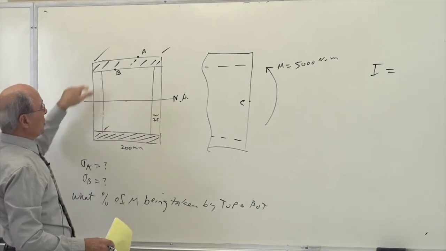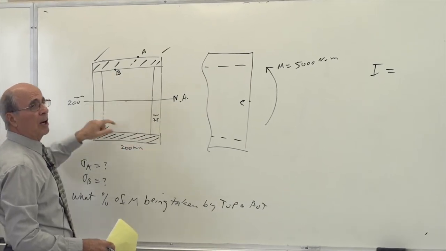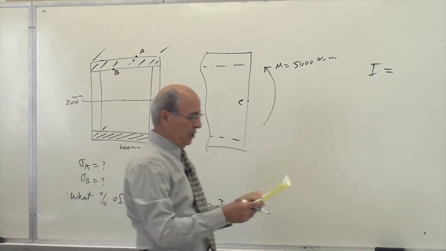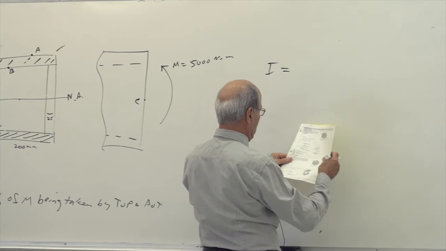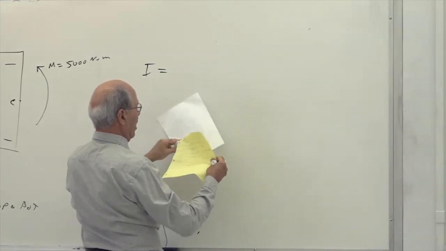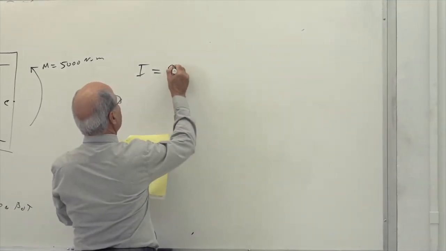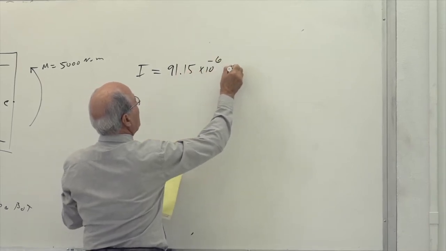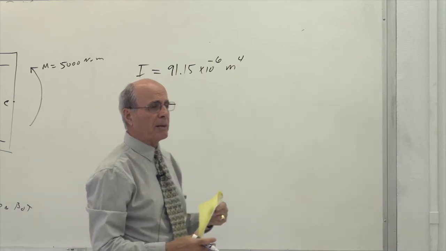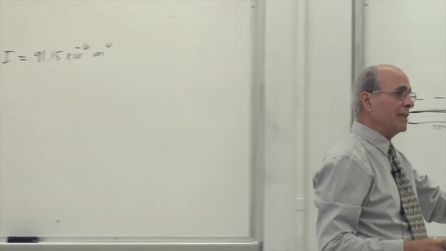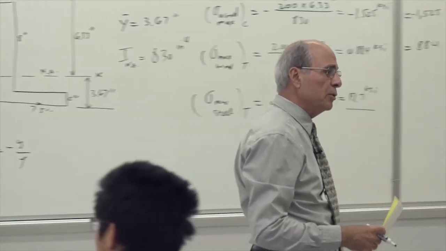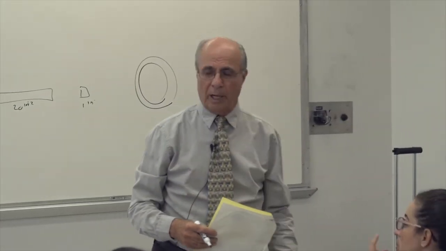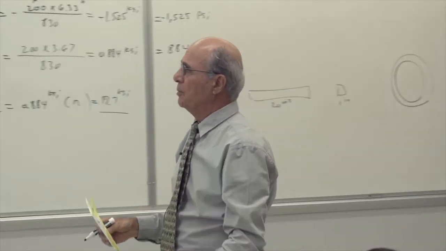Since this is symmetrical, you can go I of outside minus I of inside. Don't break it into four pieces. It is easier. Nevertheless, that is your job to do. I'm not going to mention that. And I end up to be equal to 91.15 times 10 to the power of minus 6 meter to the power of 4. Remember last time I showed you how to calculate it in millimeter, then convert it into meter by going from plus 6 to minus 6. So that's the answer anyhow. Everybody should come up with that.